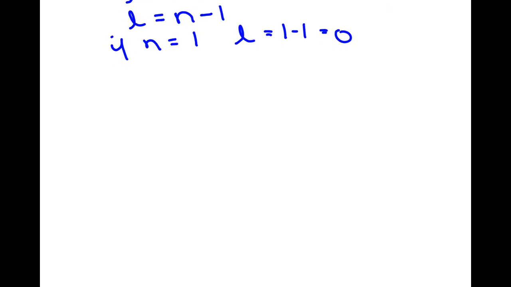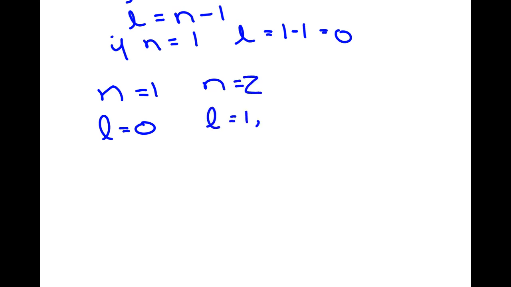Now, if n equals 1, your L can be 0. If n equals 2, your L can be 1 or 0. If n equals 3, your L can be 2, 1, or 0, and so on.